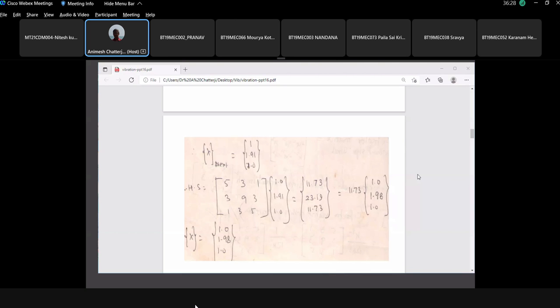Therefore, 1, 0, minus 1, it has to be the second mode shape. If at all it is a mode shape, it has to be the second mode shape. It cannot be the first mode shape. It cannot be the third mode shape. If 1, minus 1, 1 happens to be a mode shape, immediately I can say this is the second mode shape.